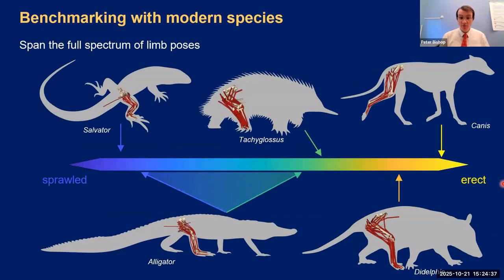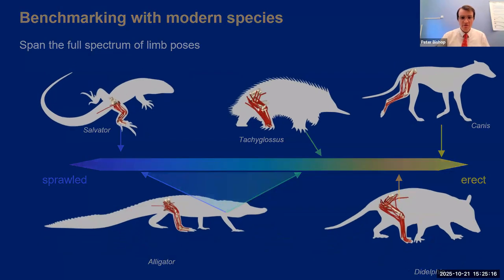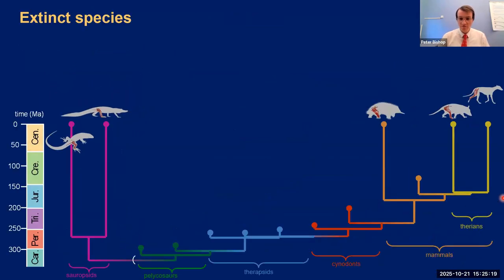Now, as with any modelling approach that's applied to extinct species, it's always a good idea to benchmark and validate your approach first with modern species where you know what results you should be expecting. So in our study, we benchmarked our feasible force space calculations with 5 modern species that phylogenetically and functionally bracket the synapsid sprawling to erect transition. So we have a sprawled tegu lizard, a salvator. We have an American alligator, somewhat semi-sprawled, semi-erect. We have the monotreme echidna, and we have 2 erect therians. We have the placental dog and the marsupial opossum. And so this is where our 5 modern species sit on the phylogenetic tree.